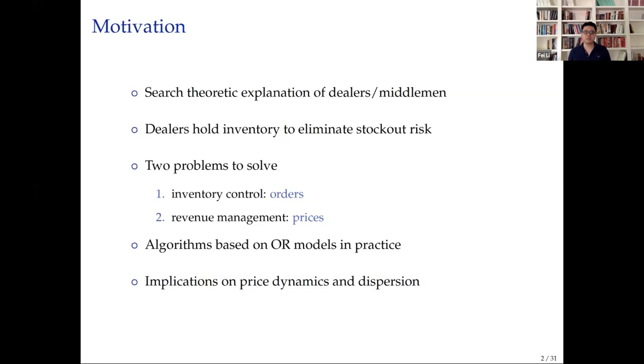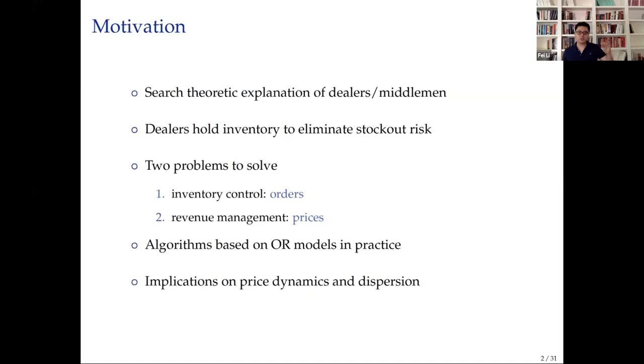And what's going to happen in that situation is that a dealer will have to solve two problems. One is inventory control. You have to decide when you want to make a new order from the producer or upstream seller, and how many units you want to order. And you also need to solve a revenue management problem, that is a dynamic pricing problem in the retail market: what price you want to charge, and when you want to change your price.